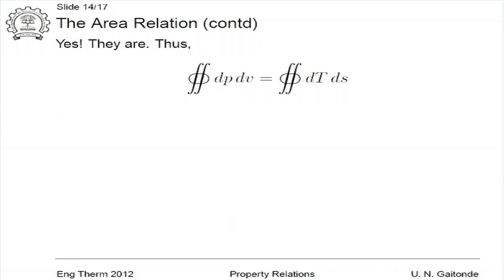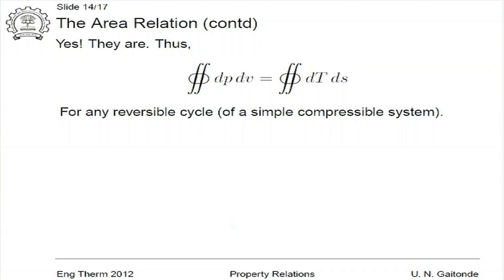Mathematically, the area of the loop in the PV diagram is the loop integral of dP/dV, and the area of the loop on the TS diagram is the area integral of dT/dS, and this should be true for any reversible cycle of a simple compressible system at rest. And now we go to our coordinate geometry. This is where the coordinate geometry is needed.